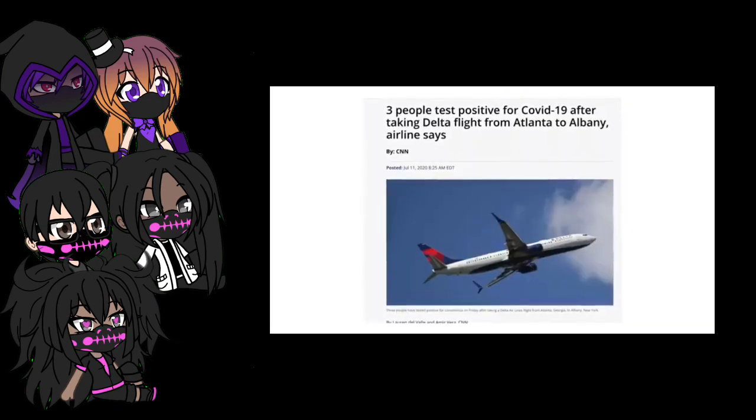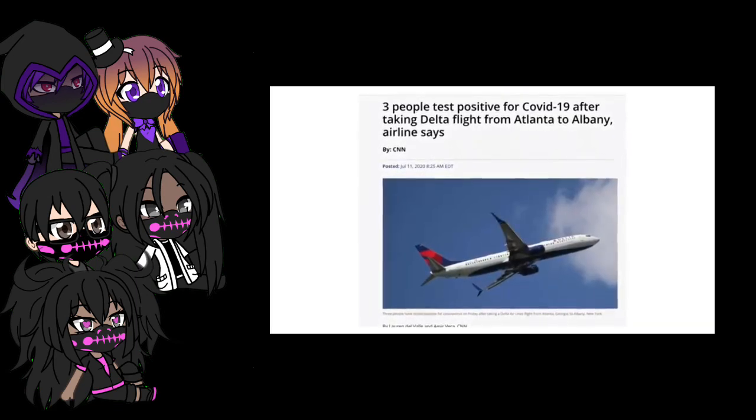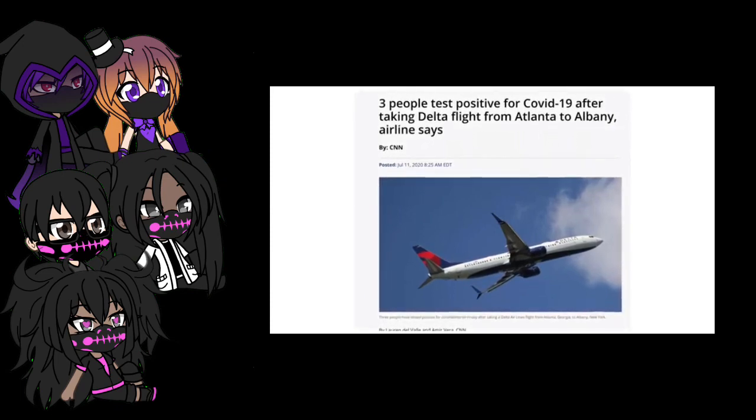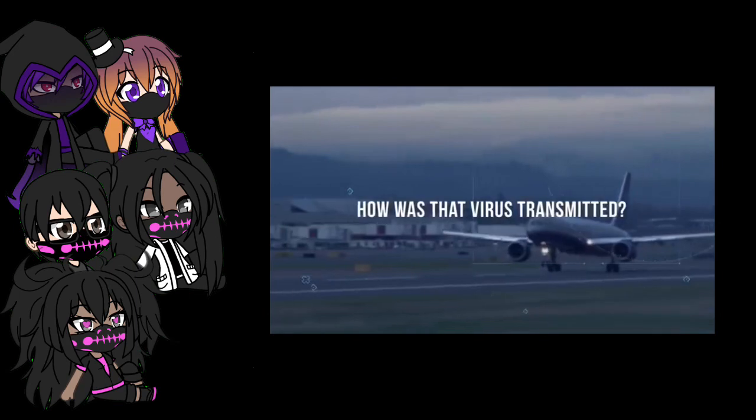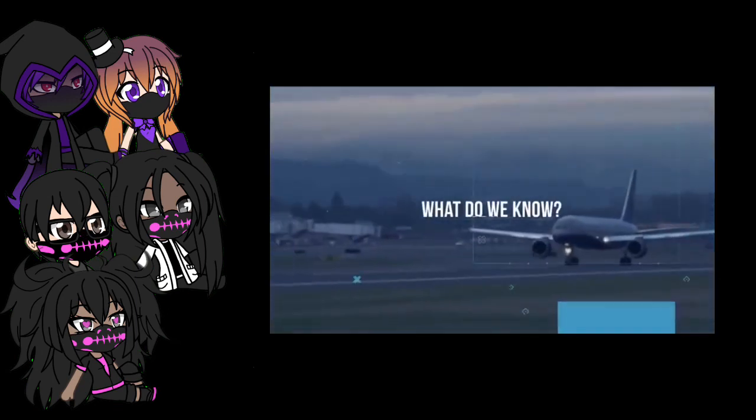So recently there was this, where three people tested positive on a Delta flight, which was about a 2-hour flight. So how is the virus transmitted? We'll never really know for sure because you can't prove one way or another in this instance if it was spread by means of contact versus respiratory droplets or airborne transmission. But let's talk about some things that we do know.